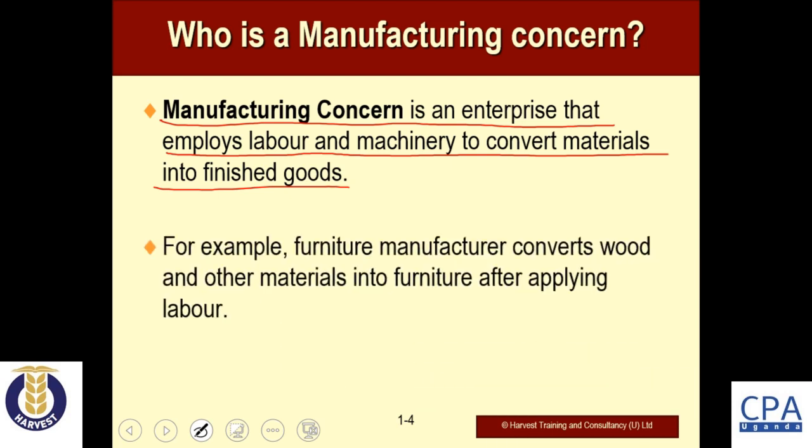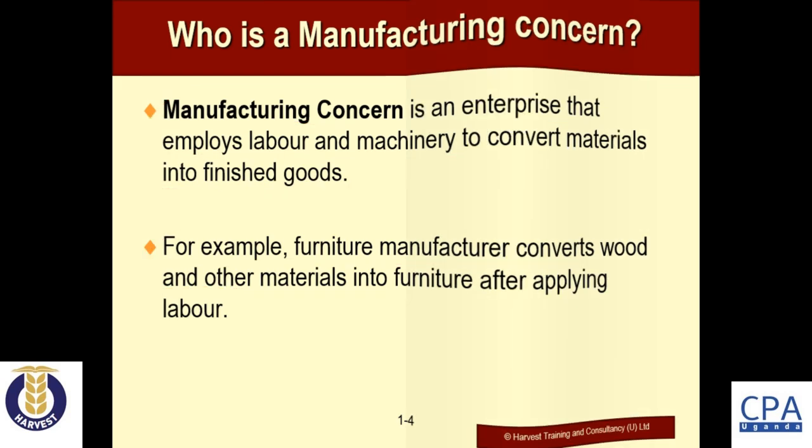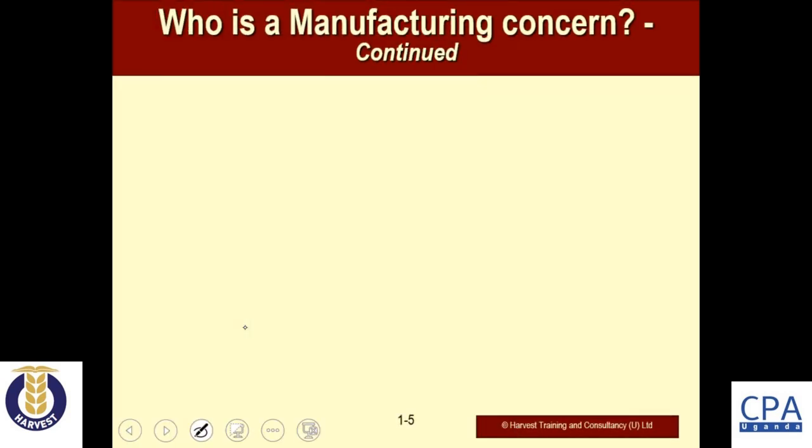We continue by saying that, for example, the furniture manufacturer converts wood and other materials into furniture after applying some kind of labor. So this person will use some kind of raw materials, which is the wood, including other chemicals, and then he will proceed to manufacture furniture by applying some kind of labor.